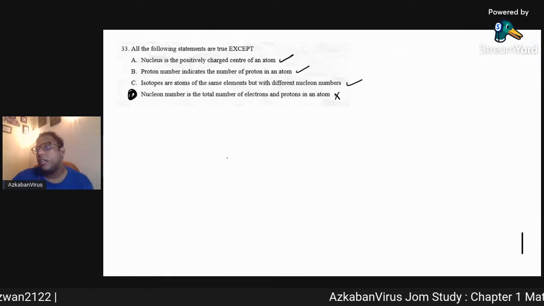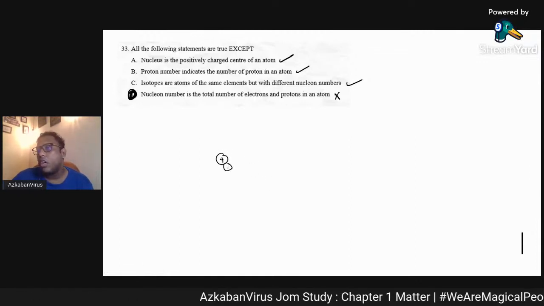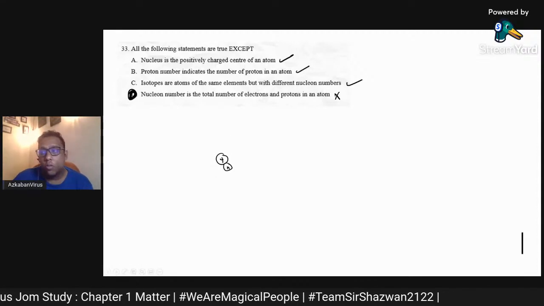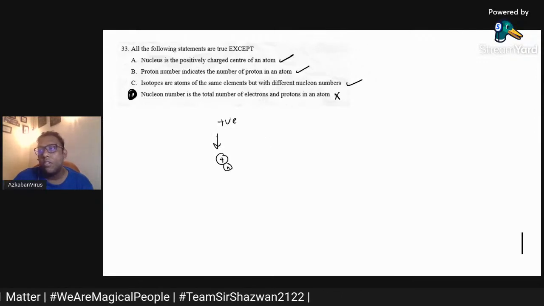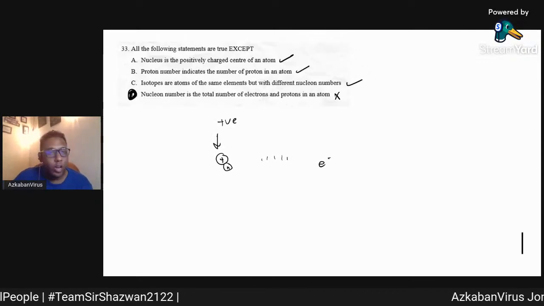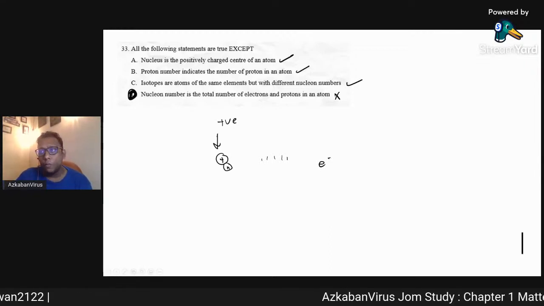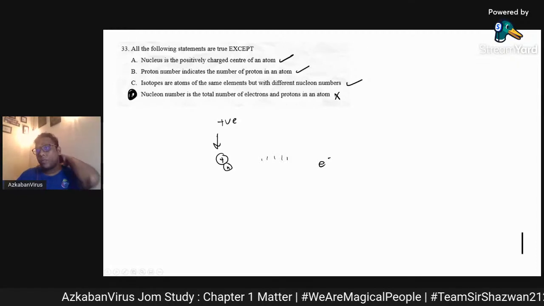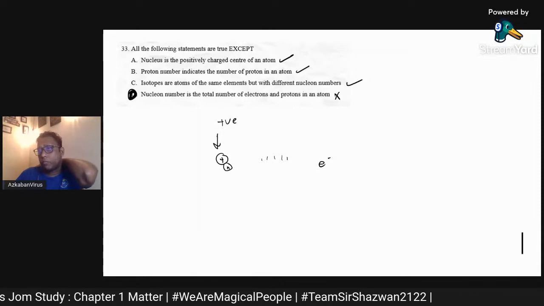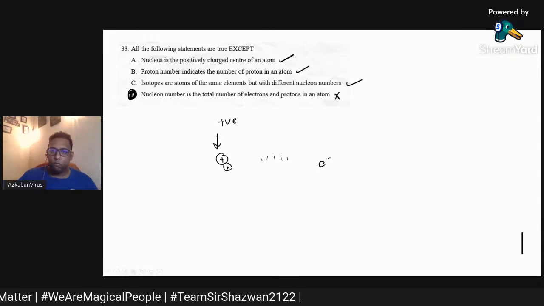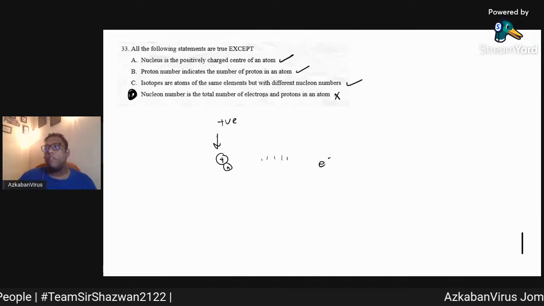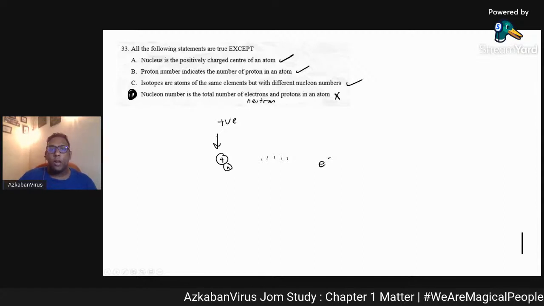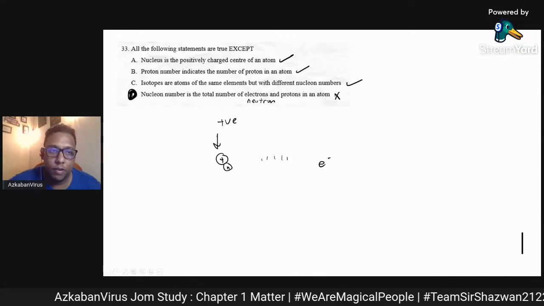Betul. Jawapannya adalah, kenapa nucleus positively charged? Sebab dalam nucleus kita ada proton dan neutron. So menyebabkan neutron tu neutral, dia tidak bagi charge. Hanya ada proton. So menyebabkan nucleus tu bercharge positif. Sebab itulah nucleus tu boleh tarik elektron. Yang kamu belajar dalam chapter 3 tu. Proton number memang dah menunjukkan bilangan proton dalam nucleus tu, dalam atom tu. Isotop dia beza nucleon number. D ni salah sebab nucleon number is a total number of neutron and protons in an atom. Soalan macam ni jangan buat salah. Okay, next one.